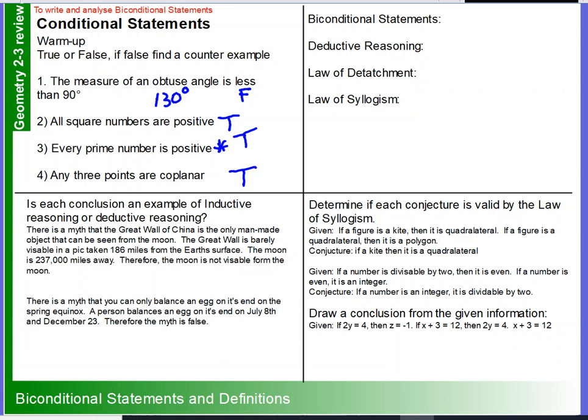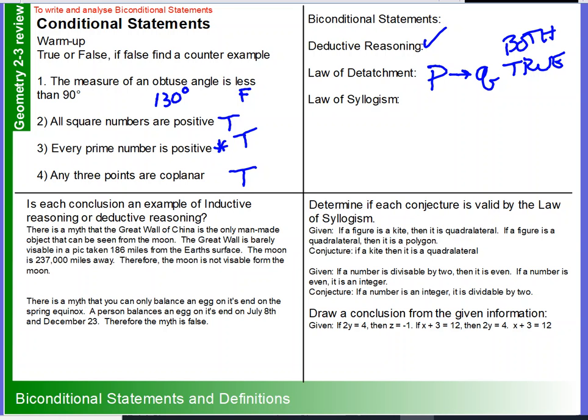Okay, so we talked about deductive reasoning. The law of detachment simply says if a statement is true, then the conclusion is true. I mean, that's not too hard to follow. So, if one thing is true, then the other statement is true. Now, the law of detachment goes right into the law of syllogism, which is a little more useful.